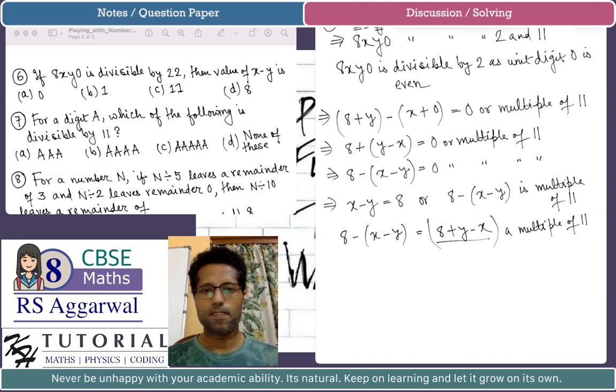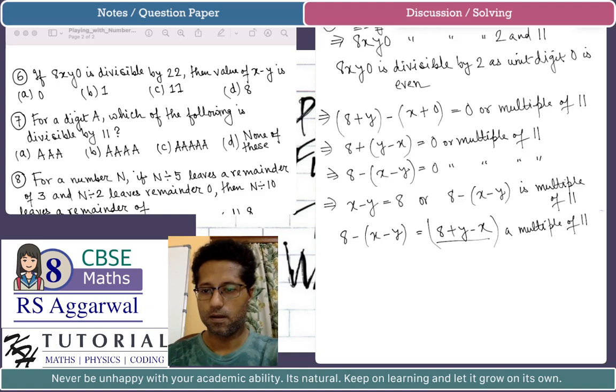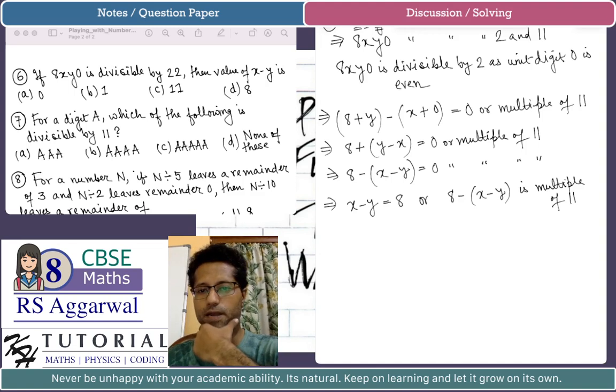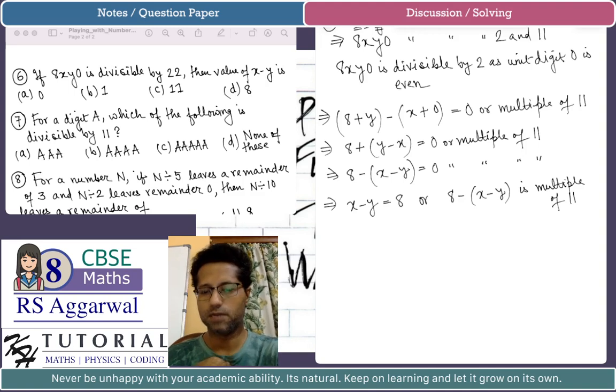Okay, it is asking the value of x minus y. Now if you have to find the value of x minus y, the condition we have found is that 8 minus x minus y has to be either 0 or a multiple of 11. Now if 8 minus x minus y is equal to 0, we are getting x minus y equals 8. So x minus y equals 8 is one condition that will make the given number divisible by 11.